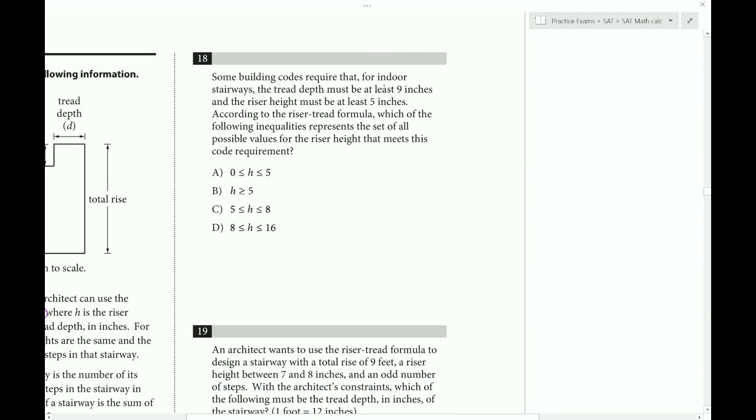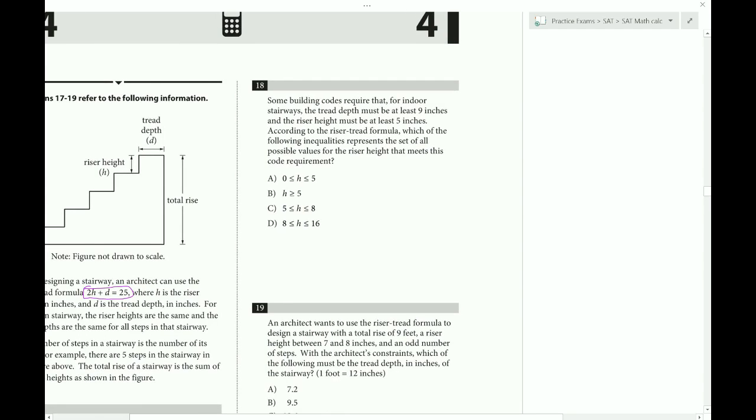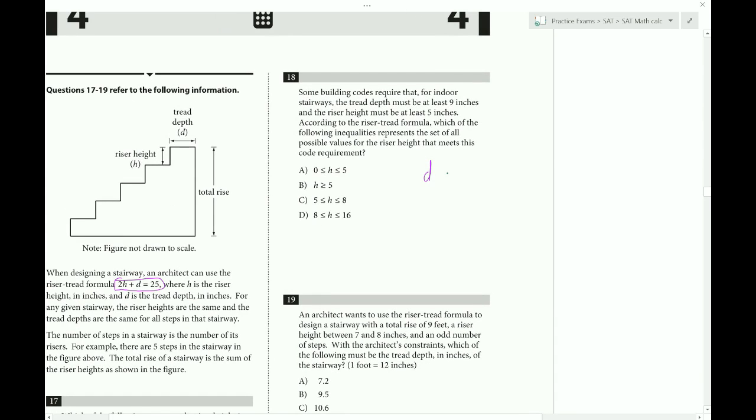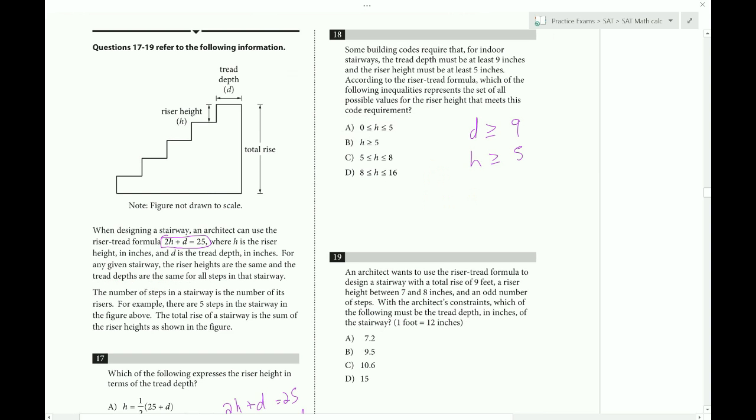Some building code requires that for indoor stairways, the tread depth must be at least 9 inches. Okay, so the tread depth is d. So d is at least, which means greater than or equal to 9. And the riser height must be at least 5. Okay? According to the riser tread formula, which of the following inequalities represents the set of all possible values for the riser height that meets this code requirement?